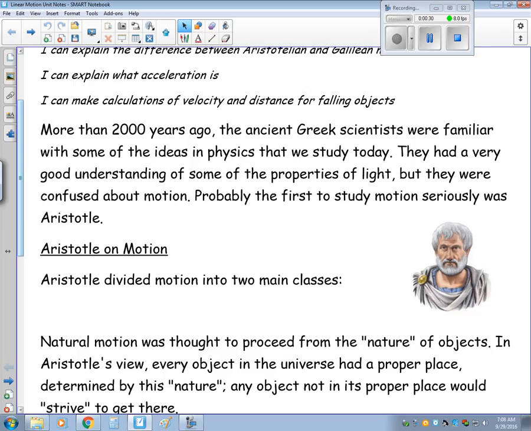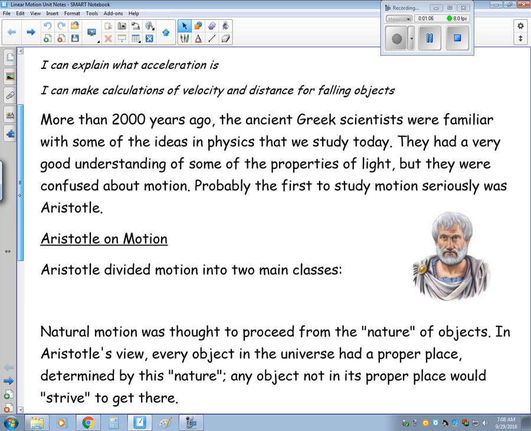Now, for Greek scientists or Greek philosophers, we have to understand that they felt that all knowledge was within the human body. So, for them, they never conducted experiments. They simply thought. They created ideas. So, because of that, more than 2,000 years ago, they were familiar with a lot of the ideas that we study today in physics. And they even had some very good understanding of light. However, motion, they were off on.